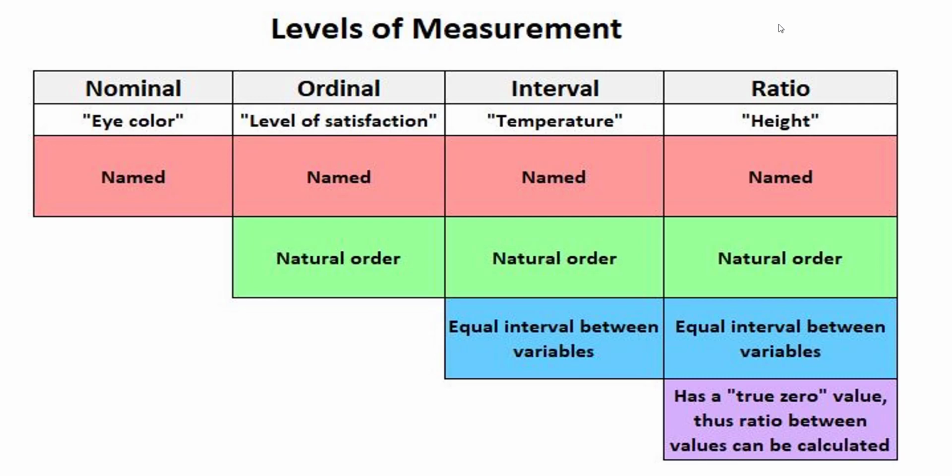If it is 0 degrees outside, that does not mean that there is an absence of temperature. It does not signify the absence of something. With ratio level measurements, if I said I have 0 money, it would indicate the absence of money. And so that is the difference between interval and ratio level measurements. Interval do not have a true 0 point, whereas ratio does have a true 0 point, where 0 signifies the absence of something.